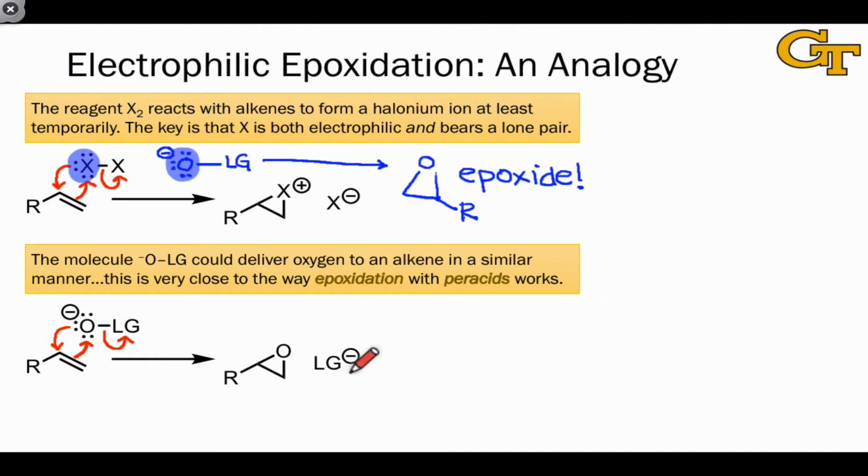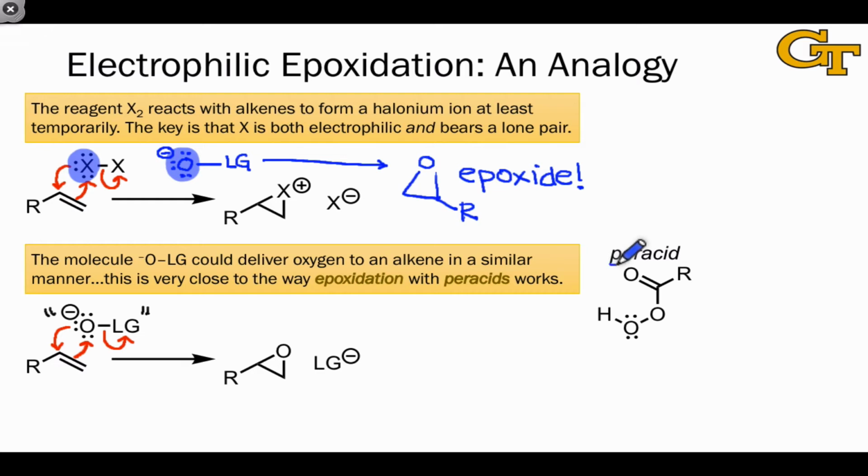Provided Lg- is stable enough, it won't open the epoxide immediately, since the epoxide is neutral, where the halonium ion was positively charged in the case above. O-Lg here is really a theoretical reagent. If we tried something like O-Br or O-Cl, this kind of reactivity turns out not to work so well. A nice balance of good leaving group ability with an electrophilic oxygen atom that has the potential to be delivered to an alkene in high yield and selectivity is called a peracid.